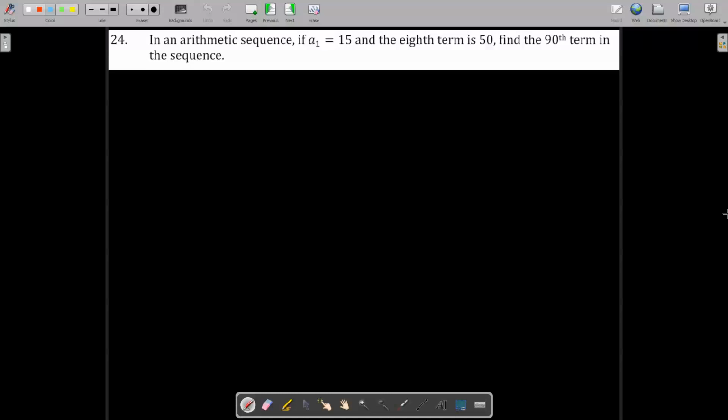Number 24. In an arithmetic sequence, if A1 equals 15 and the 8th term is 50, find the 90th term in the sequence. An arithmetic sequence is when you start with a number and then you add the same number over and over and over again.